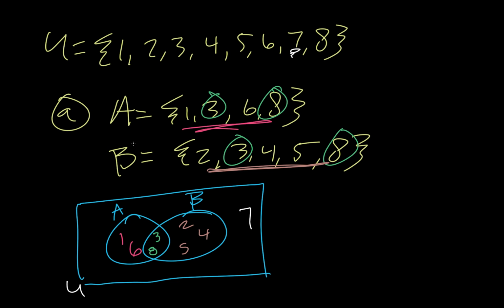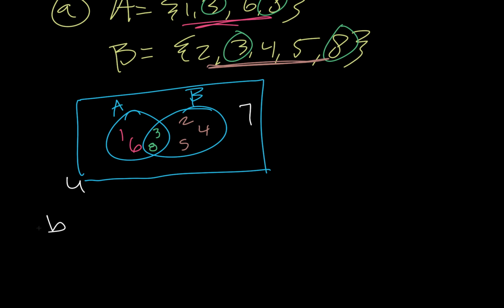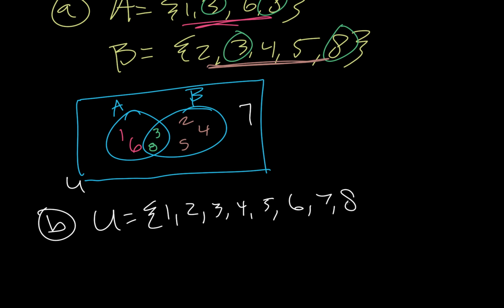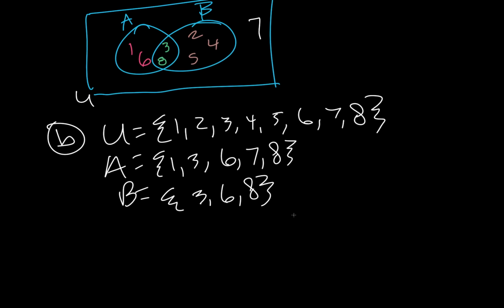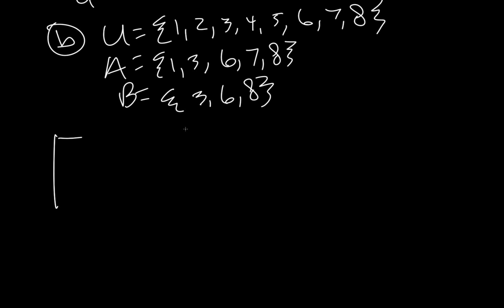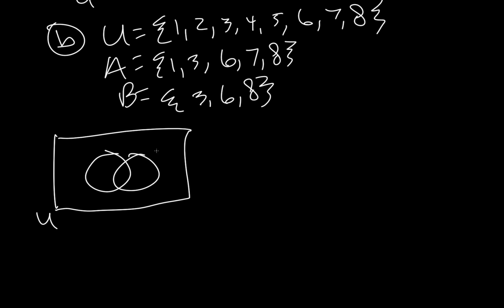Now we're going to try part B. So I'm going to write my U out again. 1, 2, 3, 4, 5, 6, 7, 8. And the new ones that we need to look at are A and B. So it's 1, 3, 6, 7, 8. And 3, 6, 8. Okay. So we have our universal set. We have set A, set B. And we want to find what they have in common. So they both have 3s, they both have 6s, and they both have 8s.